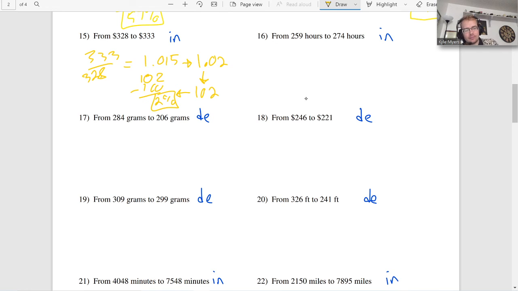274 divided by 259. Okay, 274, 259. And that equals 1.057, which rounds to 1.06, which turns into 106, which subtracts by 100, and I get 6.